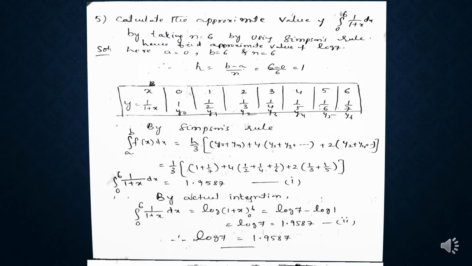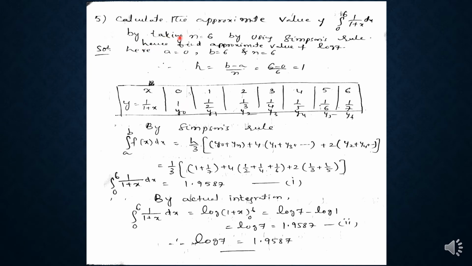Next problem. Fifth one. Calculate the approximate value of the integral from 0 to 6 of 1 by 1 plus x dx by taking n is equal to 6 by using Simpson's rule. So we learned some problems by using the trapezoidal rule. Now we will see some problems on Simpson's one-third rule. So hence find the approximate value of log 7. So from this solution we have to find the approximate value of log 7.